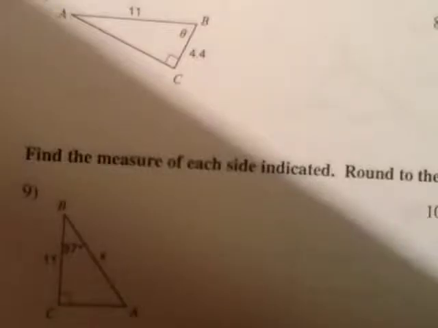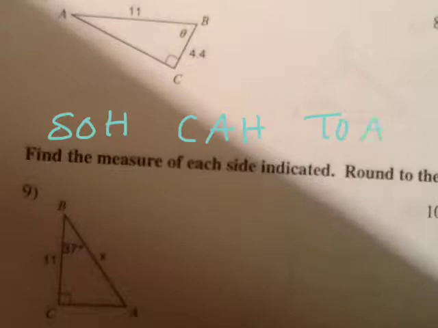If we take a look at number 9, we have to find the measure of the missing side. So it's the same steps as before. You already have this written at the top of your paper, but I'm going to rewrite it. SOHCAHTOA. Then you're going to start with the angle that they gave you, 37, right here, and label your sides. If we go across, that's our opposite. Across from the 90 is your hypotenuse, and the one left over is your adjacent.